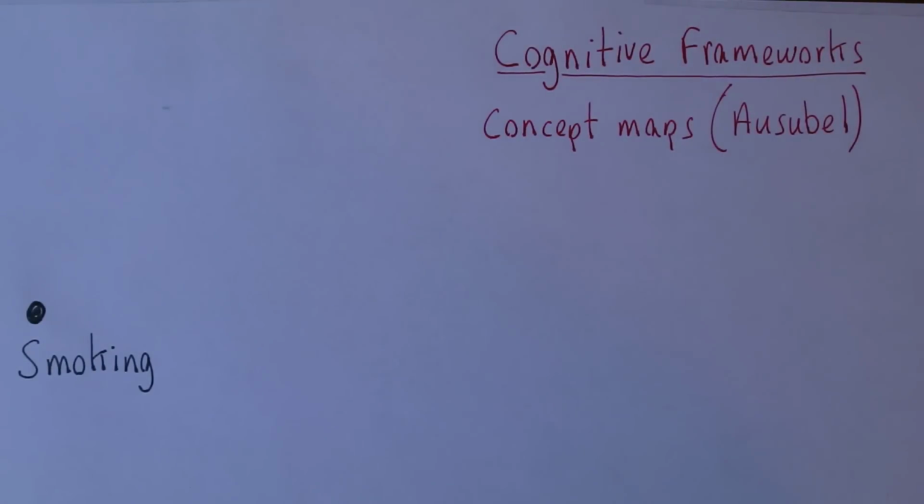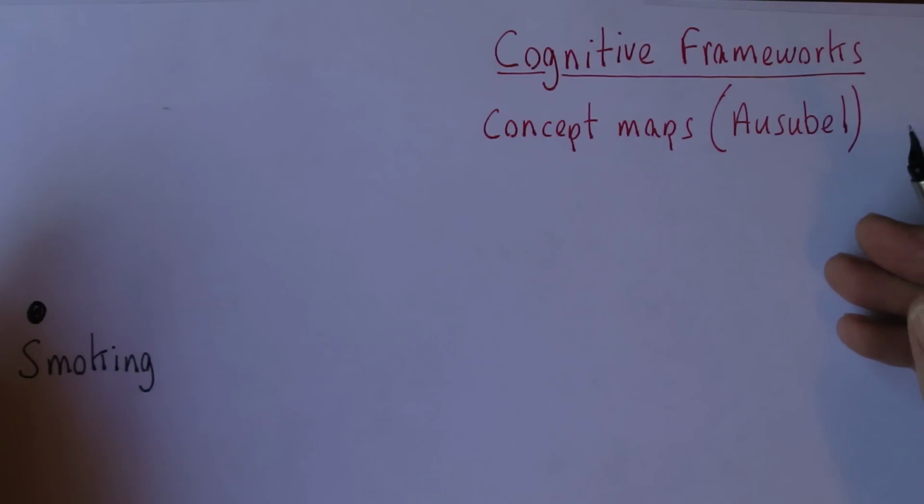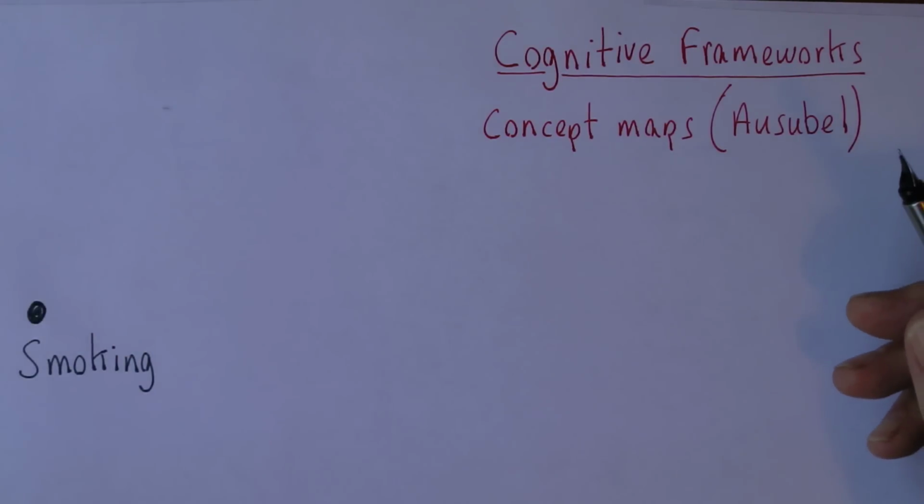So one of the things I found useful when I'm planning lessons and when I'm teaching topics is this idea of cognitive frameworks. And this comes from the pioneering work of David Ausubel, the American psychologist and psychiatrist. Published a lot of his work in 1968. And this is the idea that we don't have knowledge in isolation. All knowledge is interlinked.